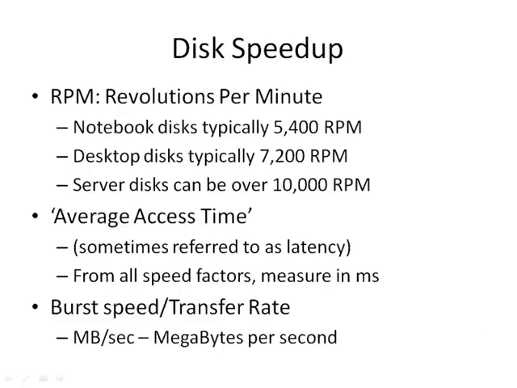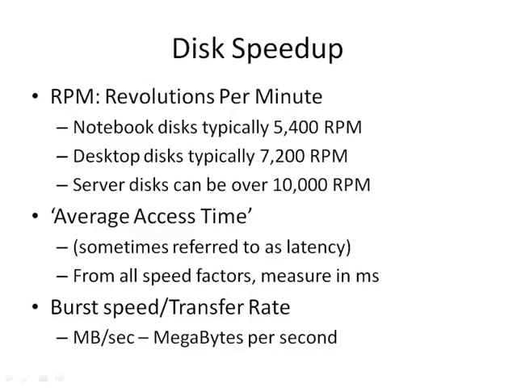However, there's a range of different things that people have done to improve speed and technology. So the revolutions per minute for server disks can be well over 10,000 RPM. Notebook disks, to save power, are typically slower. And when you measure all the different delays together, that's often referred to as the average access time. Sometimes also referred to as latency, which can be confusing.